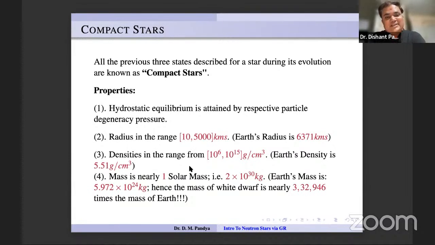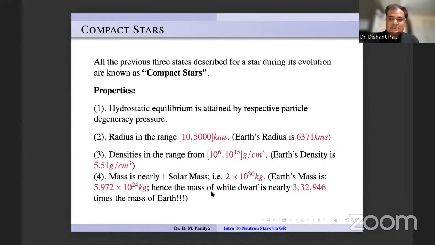And the fourth property is mass, which is nearly 1 solar mass, that is 2 into 10 to the power 30 kilogram. Now Earth's mass is 5.972 into 10 to the power 24 kg. And now you just add 6 more digits in order to get 1 solar mass. We are talking about larger solar masses here, maybe in a range of 1 to 3 solar masses. And hence, the mass of a white dwarf is nearly 3,32,946 times that of the mass of Earth.